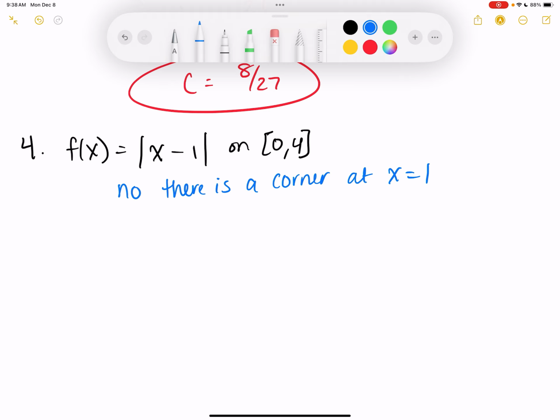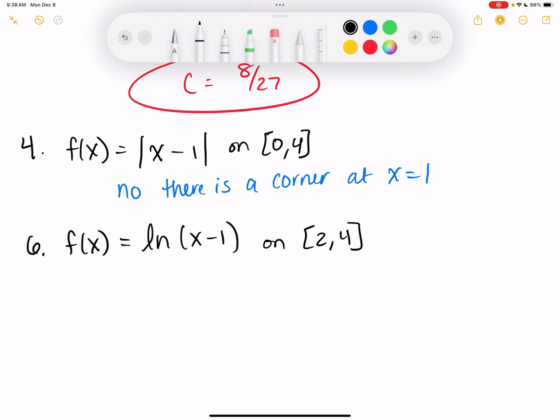Yeah. 6. f of x equals the ln of x minus 1 on the interval 2 to 4. So one thing just to remember with logs is we can't have a negative inside of the log, and we also can't have 0 inside of the log. Basically 2 to 4 does work, but if it was pretty much anything to the left of the interval 2 to 4, I wouldn't be able to do this one.